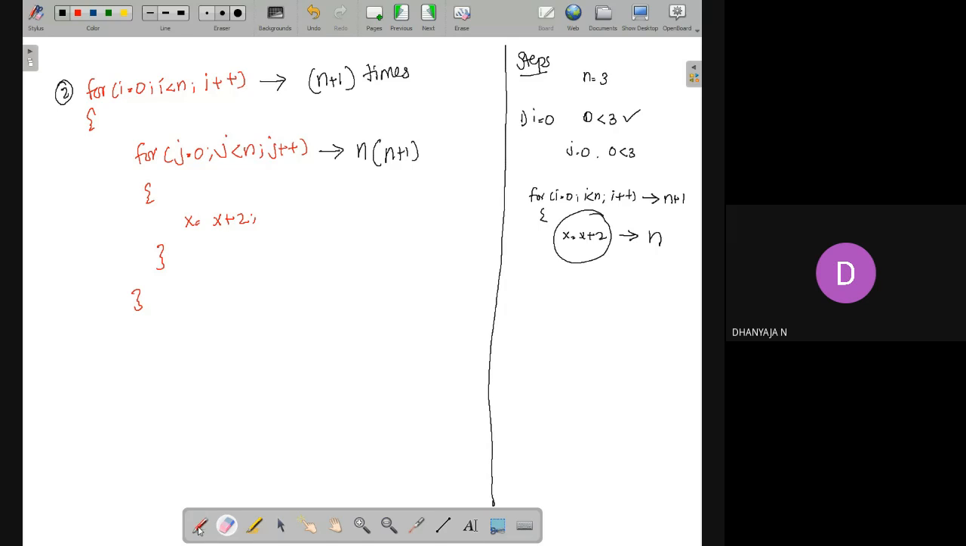Okay, yes. Now tell me, how many times will this x plus 2 execute? If you understood my explanation, you will be able to answer this. x equal to x plus 2. How many times will this statement execute?